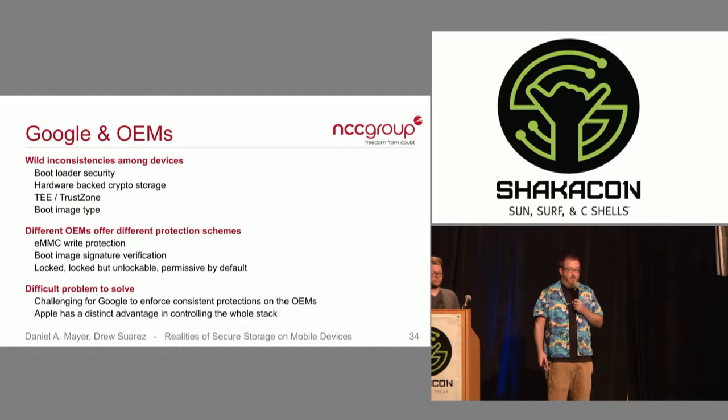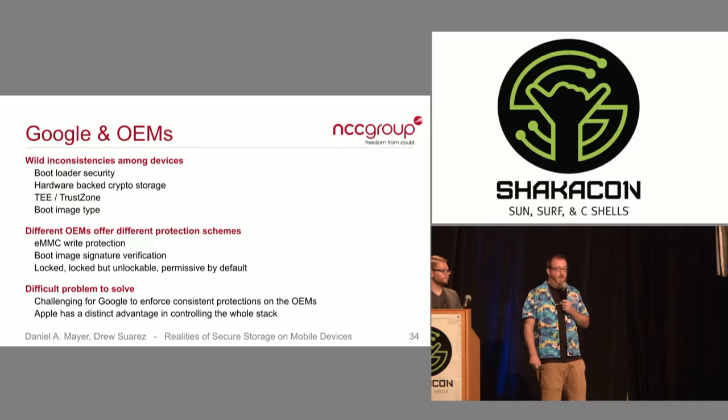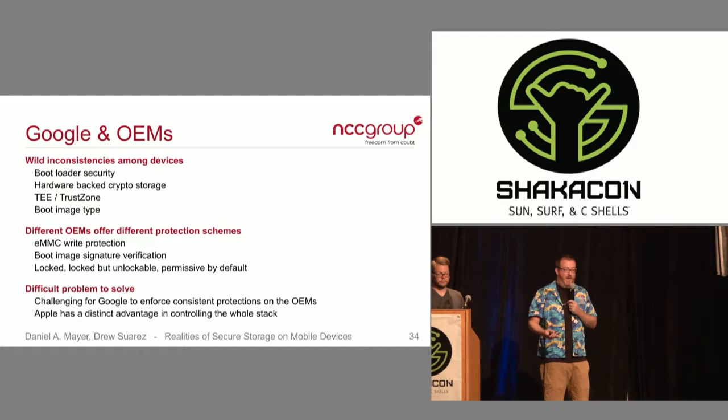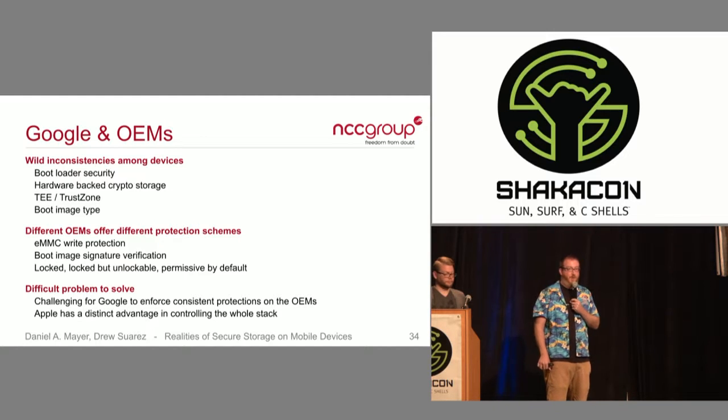And then even bootloader types: they can be locked completely and have no capability to change any of the firmware. There's the more popular and, luckily for us, locked but unlockable. This is a more responsible way to handle things. Things like Nexus or Sony, and there are a lot of other programs out there, allow you to responsibly unlock your bootloader and thus completely blow away all the user data. But then you have the capability to write your own custom firmware to your device. And then, sadly, we have permissive by default, where they just don't care at all, and you can write whatever you want to the storage.